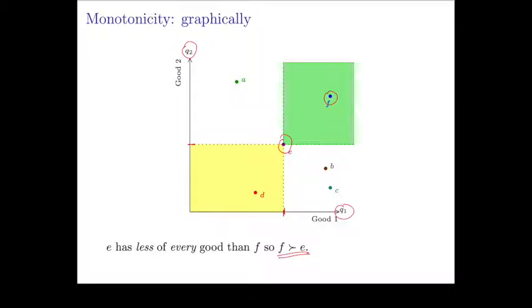because F has more of good 1, right? How much of good 1 does it have? It has this much good 1. How much of good 2 does it have? It has this much of good 2. So it has this much more of good 2, this much more of good 1. So it has more of both goods, therefore monotonicity says it has to be better than bundle E.